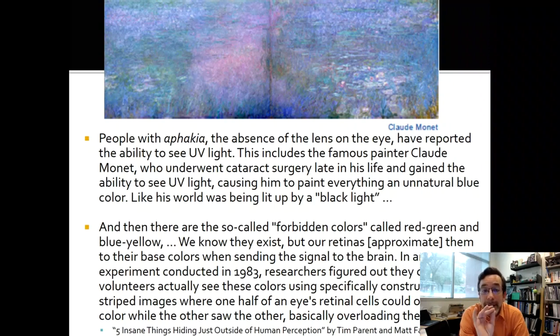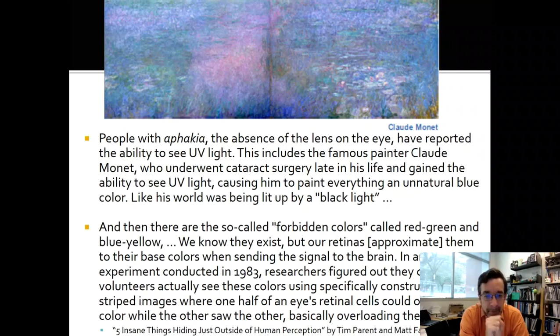And Monet actually captured this in some of his paintings. Some people think that this is why his paintings have sort of an ultraviolet feel to them. It's a little bit like what he would see. He physically saw these blue tones, these violet tones.